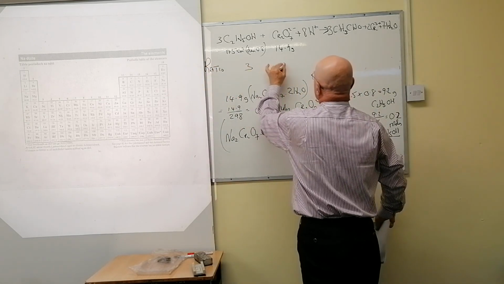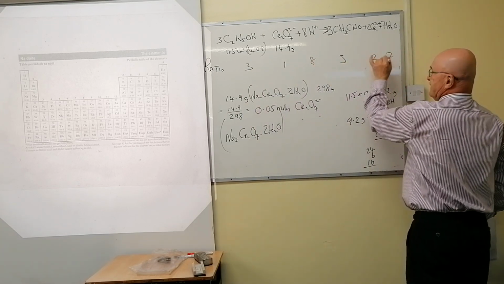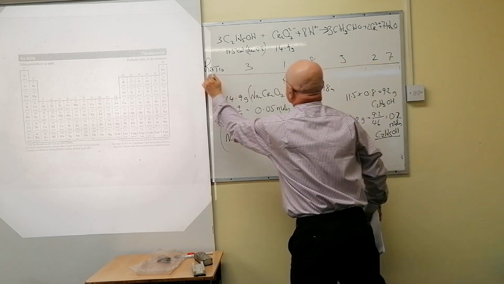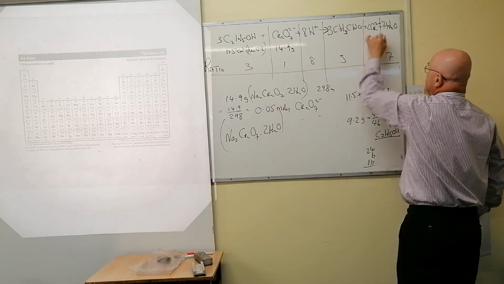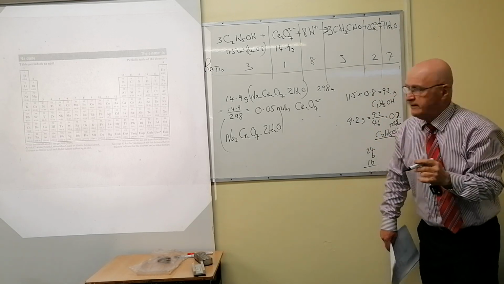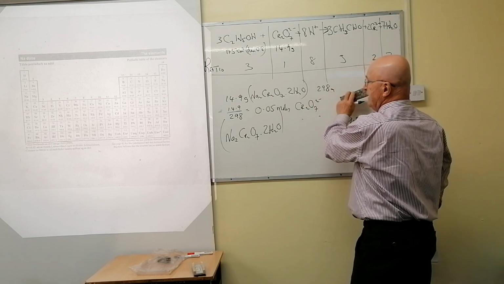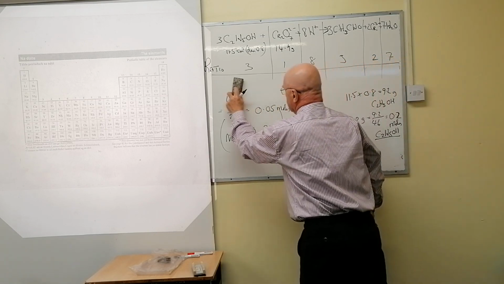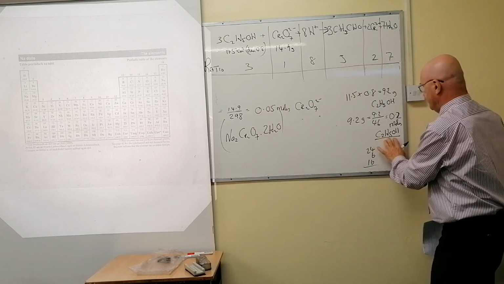Okay? 3 to 1 to 8 to 3 to 2 to 7. That's the ratio strip for them. Now we can't write out the mole strip for the moment because we don't know what the limiting reagent is. There are moles and there are the other moles.